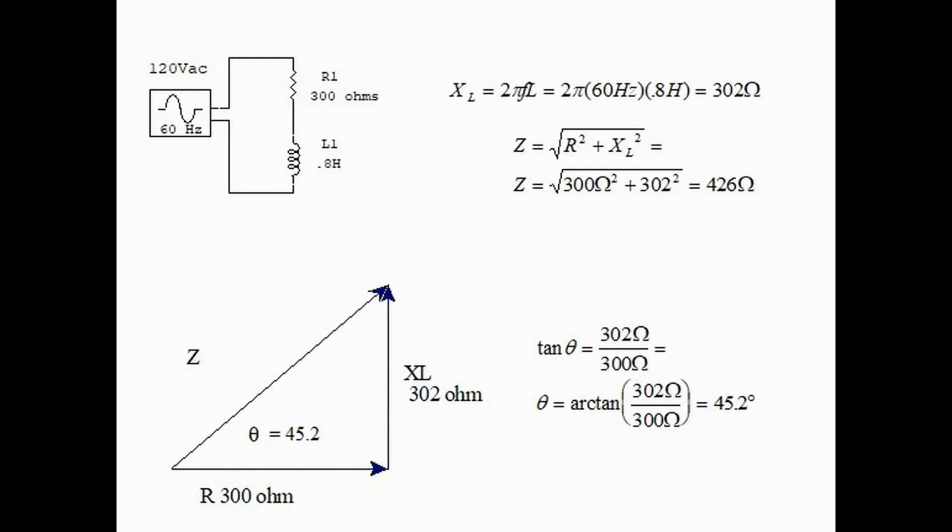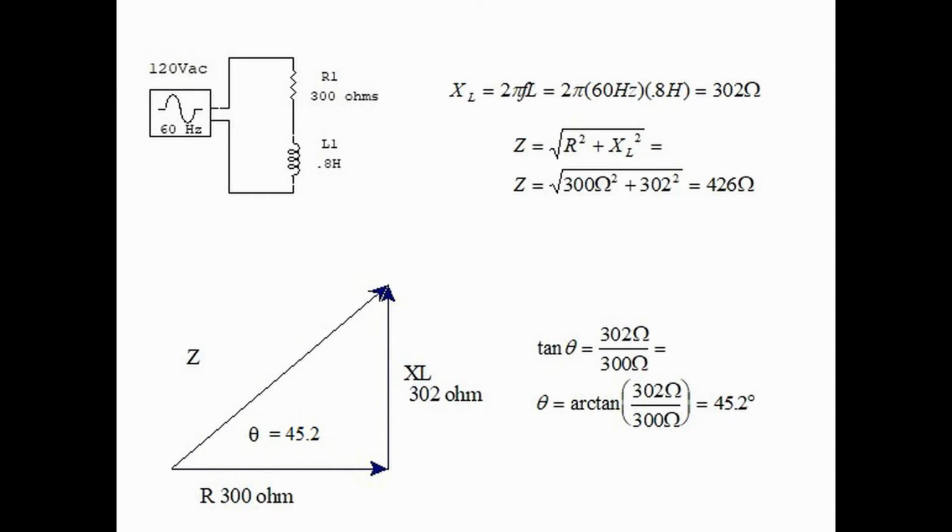XL is equal to 2 times pi times frequency times inductance. That equals 2 times pi times 60 hertz times 0.8 henries, which equals 302 ohms. We draw a vector diagram where resistance is the reference, but XL is leading resistance by 90 degrees.